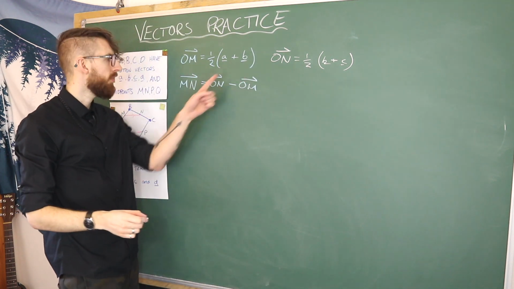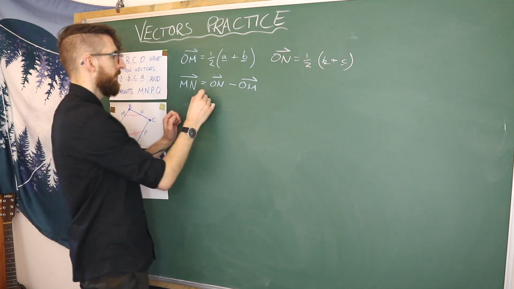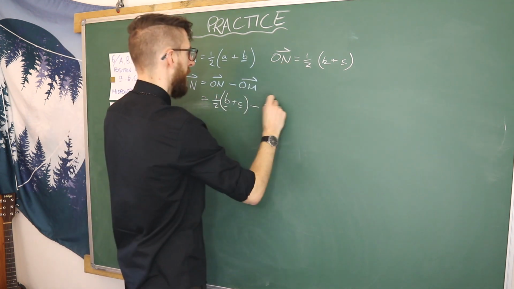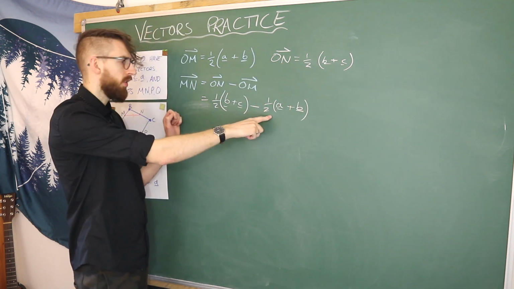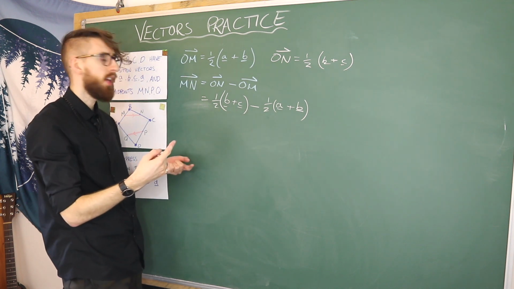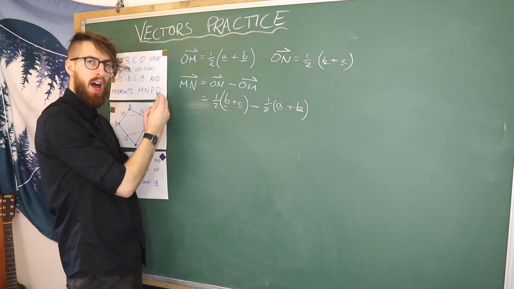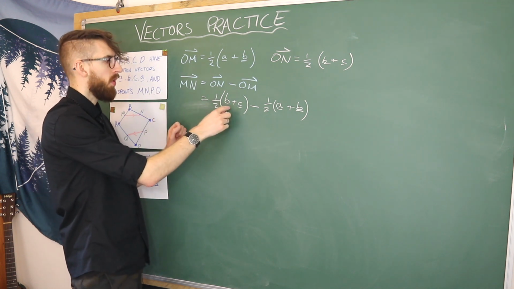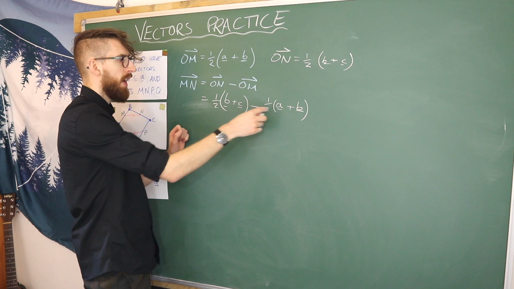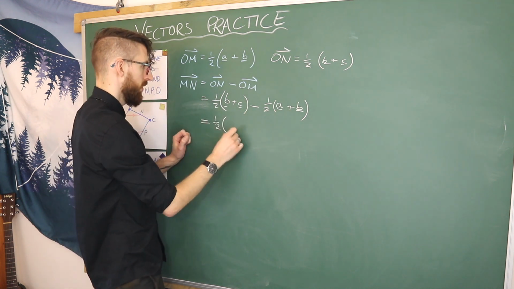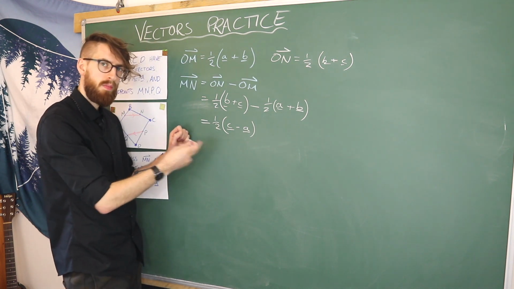So now we've got enough information to find what MN is. ON minus OM. Common factor of a half, we could take that out and do a little bit of algebra, or we could expand it and then take it back out. Let's imagine we took the half out of everything. Then we've got B plus C minus A minus B. So the B's would cancel, and you get left with that.